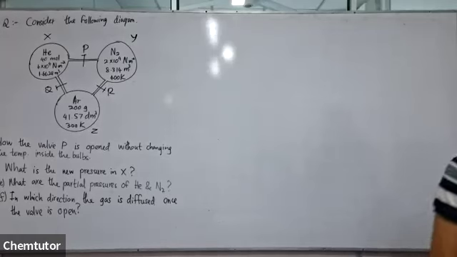The new pressure inside the bulb X will be 2.9 into 12. Actually, there are two ways to find this.